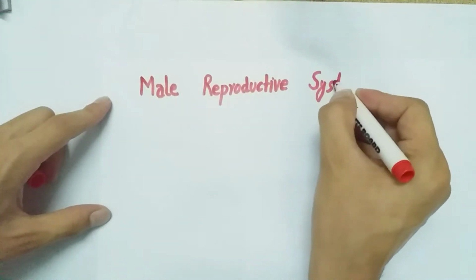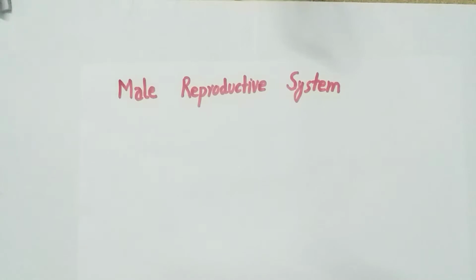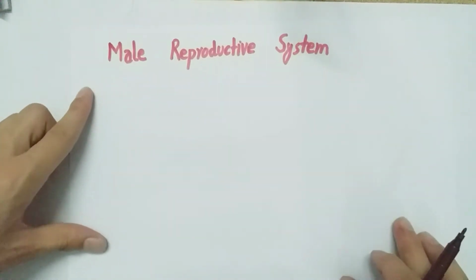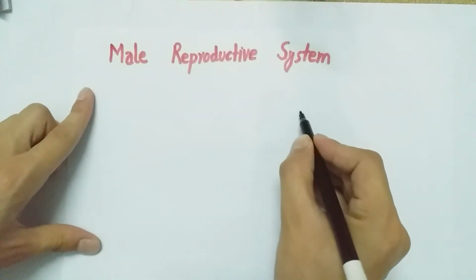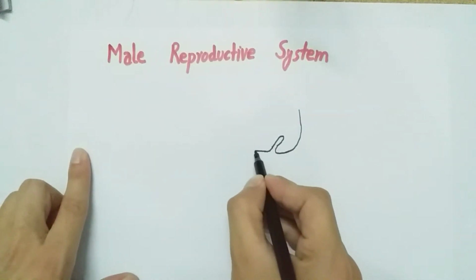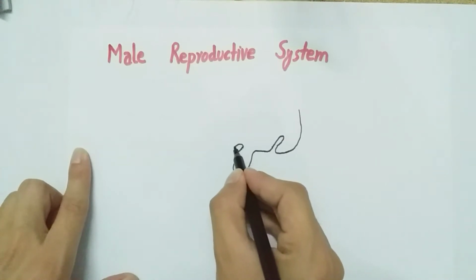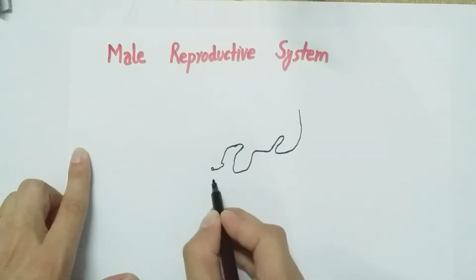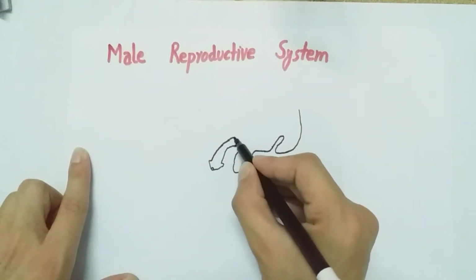The male reproductive system is designed to produce the male gametes and to convey these into the female genital tract. The male reproductive system consists of a pair of testes, genital ducts, accessory sex glands and external genitalia.